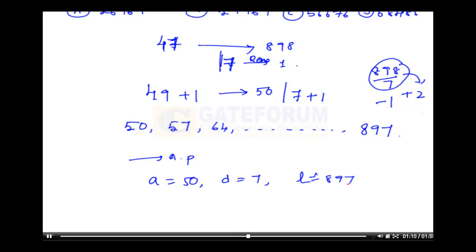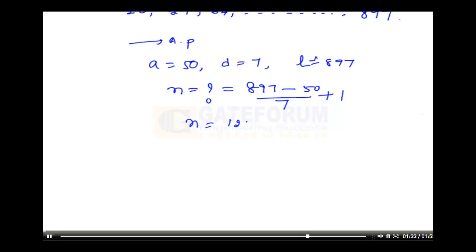Now in order to find the sum, first we have to know the value of n, that is the number of terms. Now as we discussed earlier, how to find the nth term? Last term, that is 897, minus first term, that is 50, by common difference, plus 1. Now n will be nothing but 122.